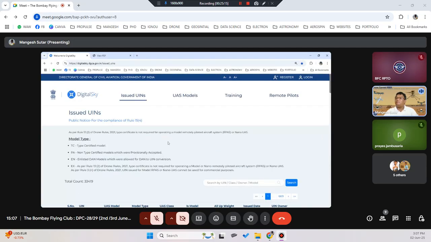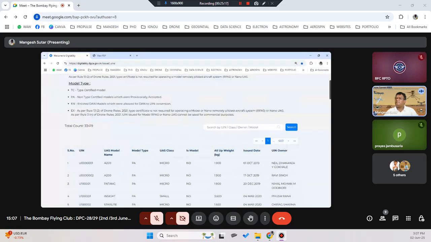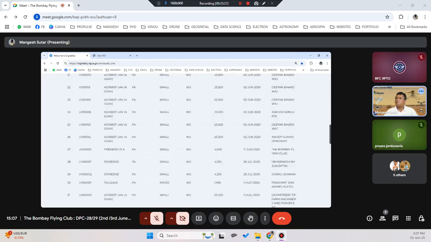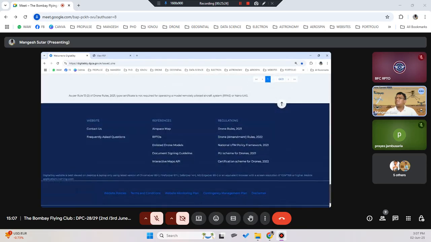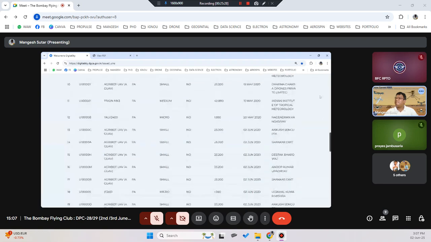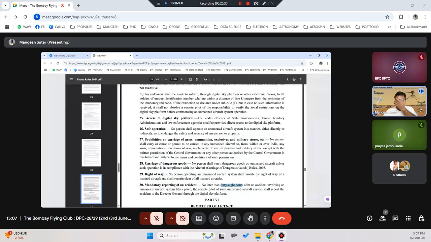Okay, these are the UIN numbers. So these are the UIN numbers for all the registered drones. Okay, so mandatory reporting of accident.